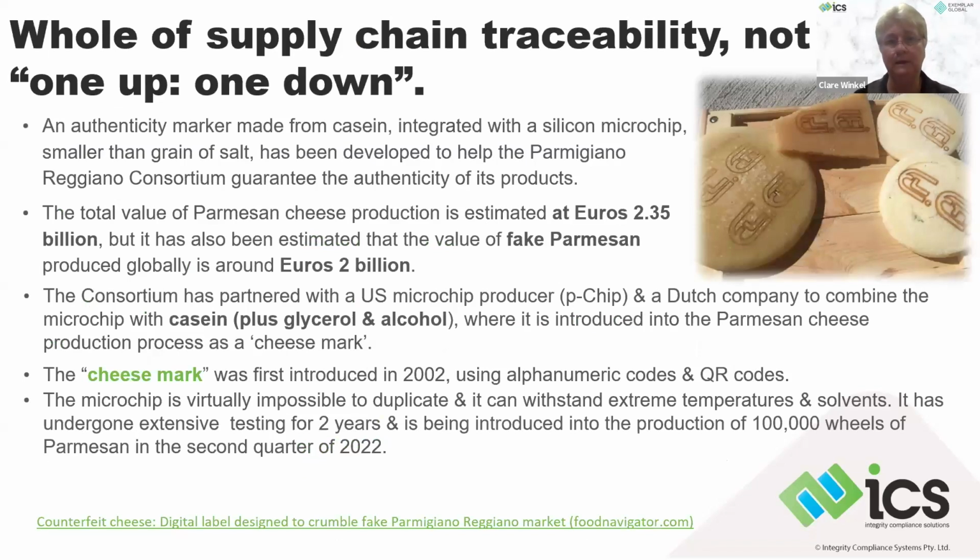Some industries know, industry-wide, that they're being defrauded. This is Parmesan cheese from Italy. In Europe, they know that they lose 2 billion euros a year to fraudulent products. They've been working on this for at least 20 years. They started with a visible cheese mark on the cheeses, and this cheese mark is made of casein, so it's edible. They now have QR codes in it, alphanumeric codes, and it can be read with a smartphone. So that's industry-wide.